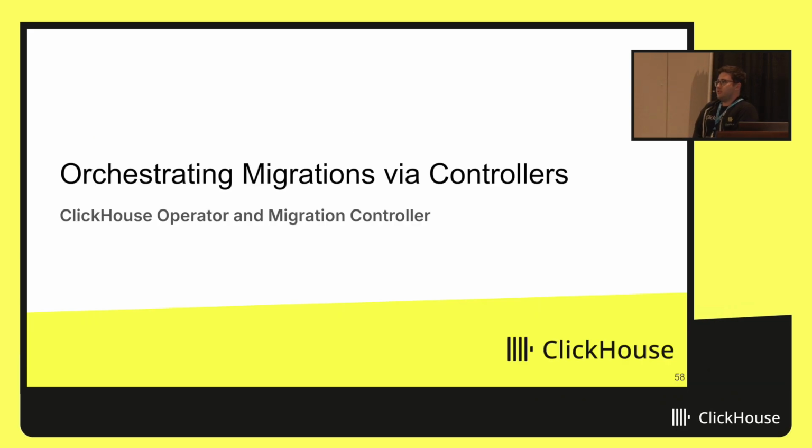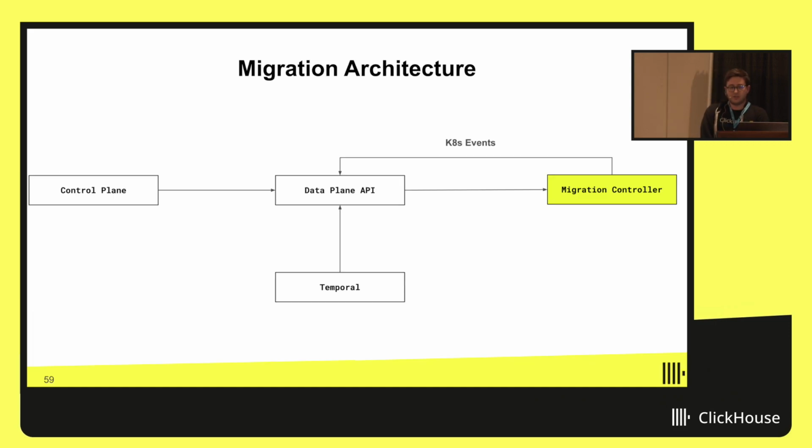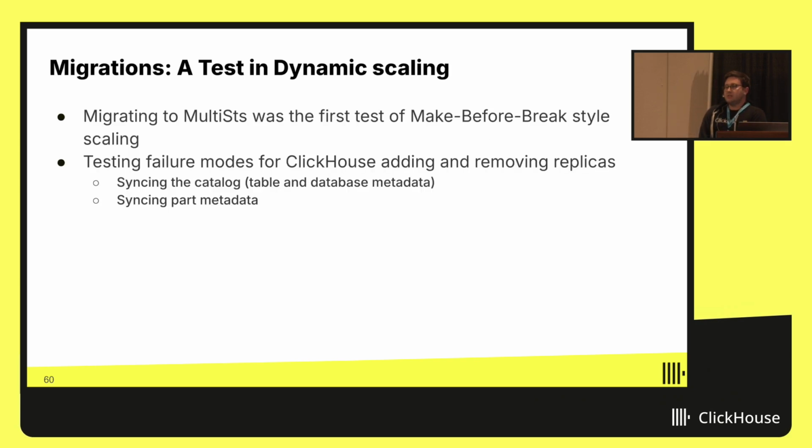So now let's get into the meat of how we actually did this migration from an implementation perspective. So Manish mentioned we had a migration controller. I'm going to go a bit in depth in exactly how that looked. So I just wanted to say this was a test in general for ClickHouse in terms of dynamically scaling, adding replicas, syncing the catalog, and by catalog I mean the databases and tables, and making sure that all works correctly. So that's one aspect.